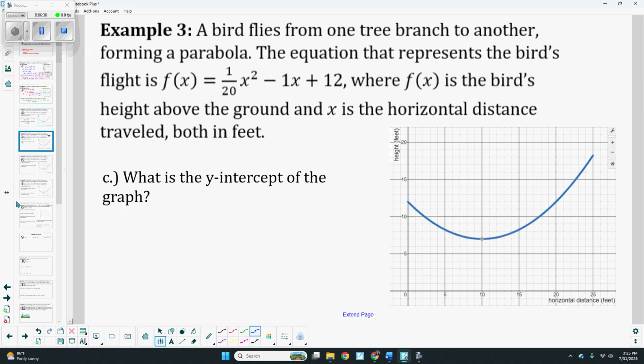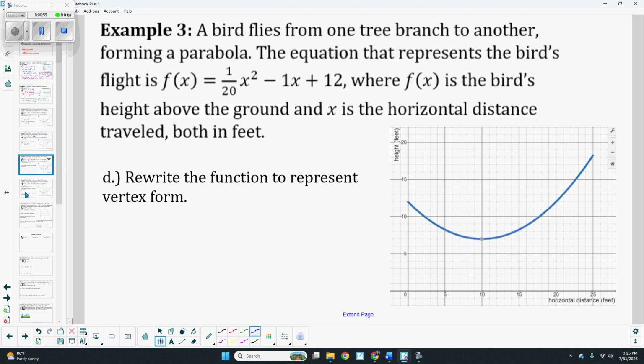Part C, what is the y-intercept? So the y-intercept is where it started, right? Where it crosses the y-axis. So that is at (0, 12). And also, if we looked at our standard form equation, right? Standard form tells us the y-intercept. We could have looked at the function there.